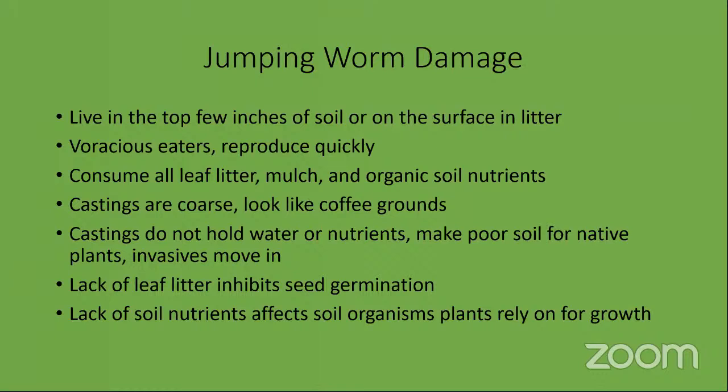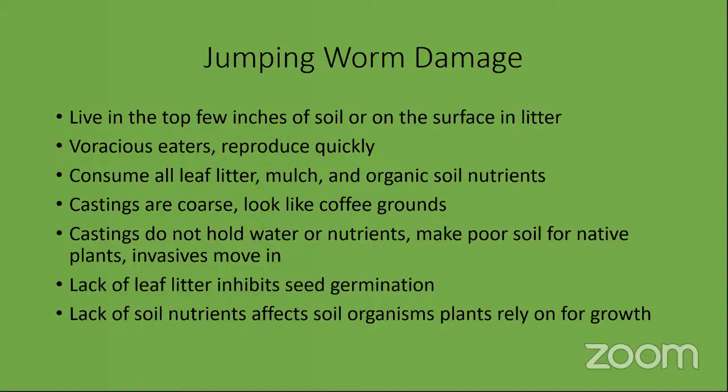They live in the top few inches of soil, or actually on the surface litter. Like we said, they're voracious eaters. They can produce 2 generations a year if they want to. They consume all the leaf litter, the mulch, and all the organic soil nutrients in that top inch or 2 of soil. The castings are really coarse and kind of look like coffee grounds. So if you suddenly notice that there's not much mulch, there's not a lot of litter in your garden, and you wonder what's going on, and you look closer and the ground looks really grainy, like coffee grounds, it's a pretty good clue that you have the jumping worms, even though you might not see the worms themselves.